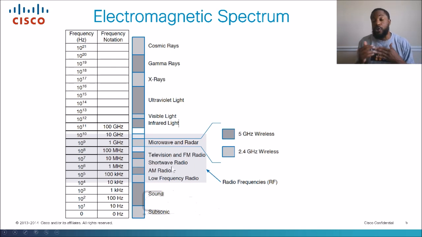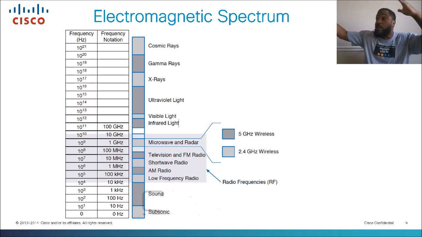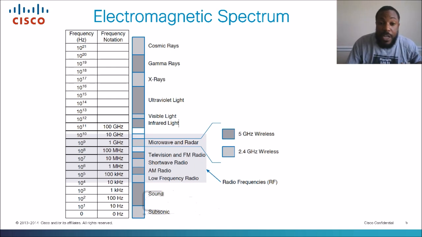Well, for one, you're going to get a lot more interference because of TVs, radios, FM radios, and stuff like that. And two, to operate in this range right here, you need a license, just like a ham radio or radio stations have their own licenses, right? To operate in this range right here, you don't need a license.